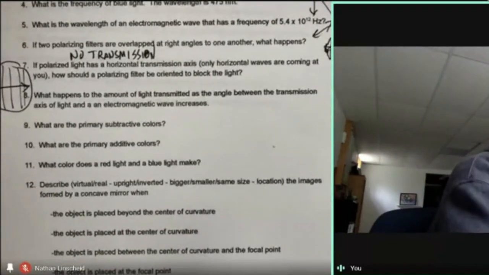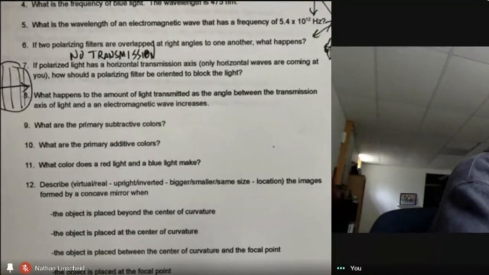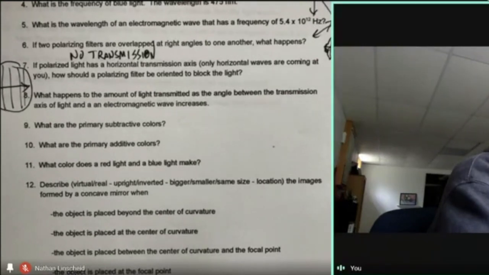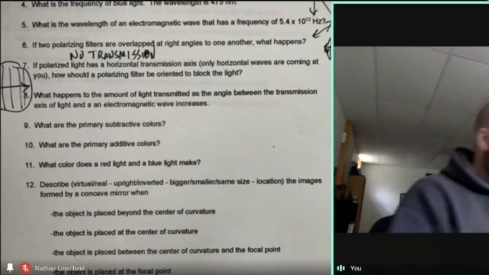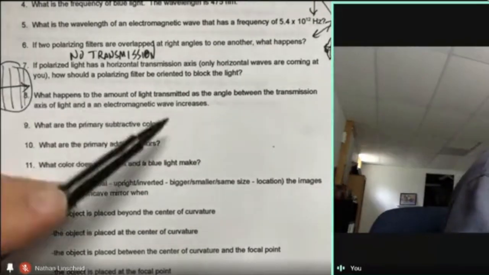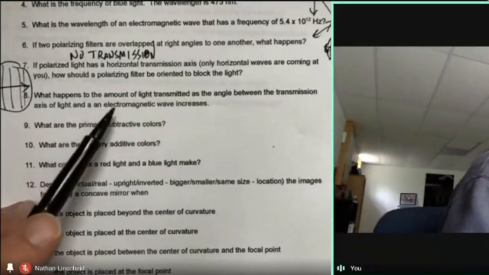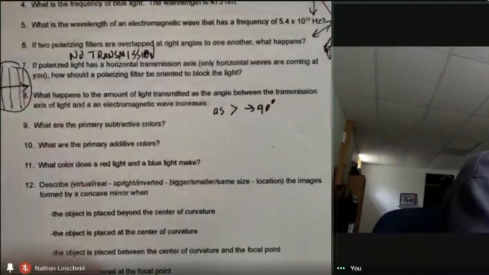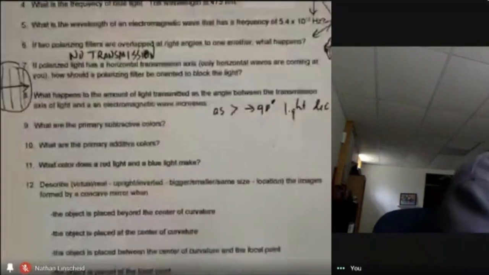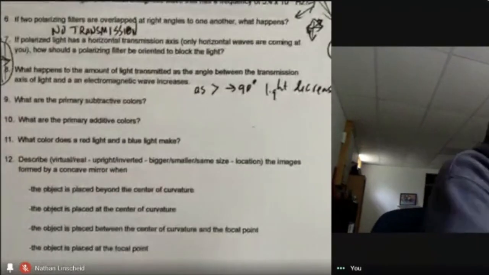All right, number 8, what happens to the amount of light transmitted as the angle between the transmission axis of light and an electromagnetic wave increases? What happens to the amount of light transmitted? Now, this question, I think it means the angle between the transmission axis of light and the polarizing filter. So as the angle approaches 90 degrees, light decreases.